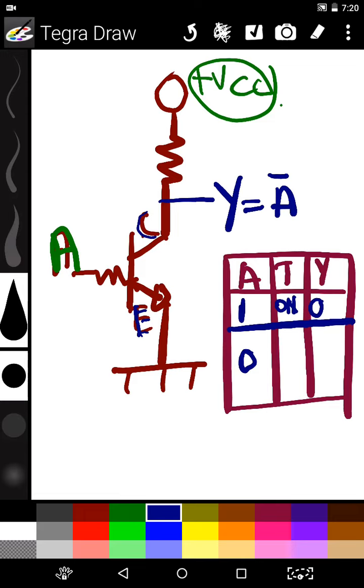There will be no current flow through the resistor, because the transistor is in the off condition and there is an open circuit. So directly VCC will appear at the Y terminal. So the output voltage will be plus VCC. That means when the transistor is in the off condition, the output will be 1, logically 1.